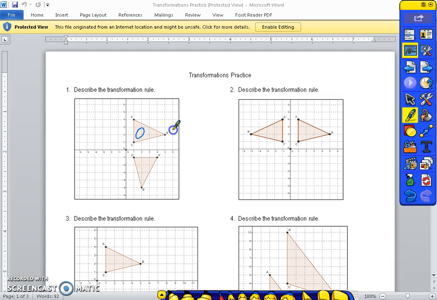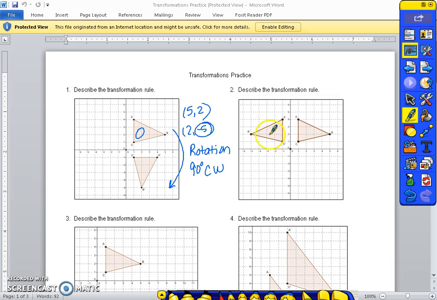So we're going from the first quadrant to the fourth quadrant, which is clockwise. Let's check our points. B is 5, 2. B prime is 2, negative 5. When you flip numbers and you change the sign of the second number, that is a rotation of 90 degrees clockwise. You're rotating 90 degrees clockwise. All right, look at number 2.